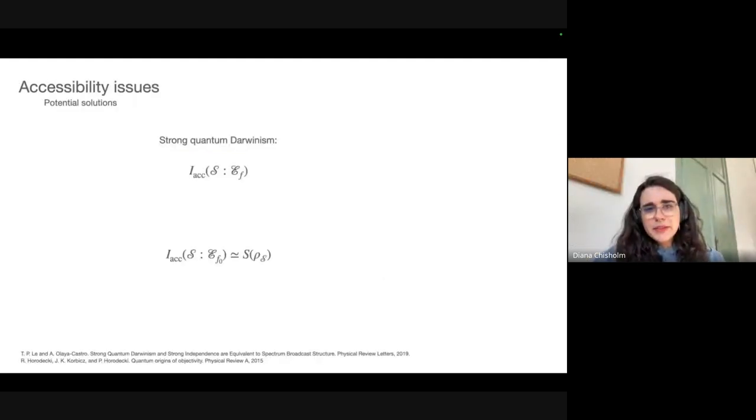And there have also been some solutions that try to deal with this problem. One is strong quantum Darwinism. The idea is very simple. The whole framework is exactly the same as quantum Darwinism, and the only thing you do is that instead of using the quantum mutual information, you use the accessible information as a quantifier. And then you're still looking for the same condition. So you're looking for the f of zero value such that the accessible information is the entropy of the system. And then of course, that f of zero will be the number of observers that can agree.